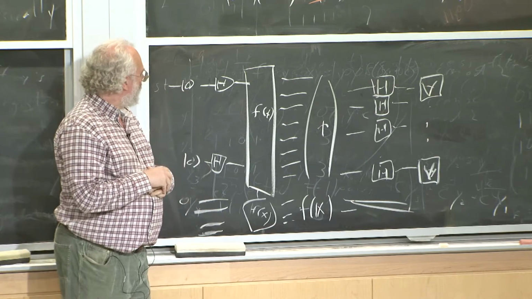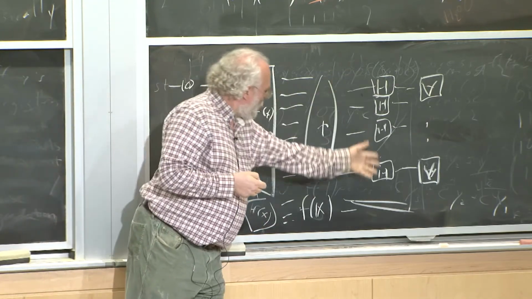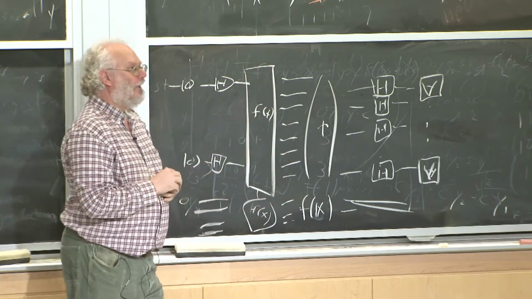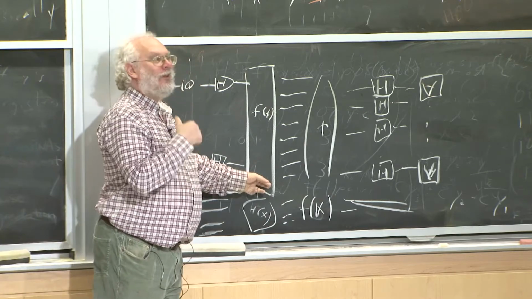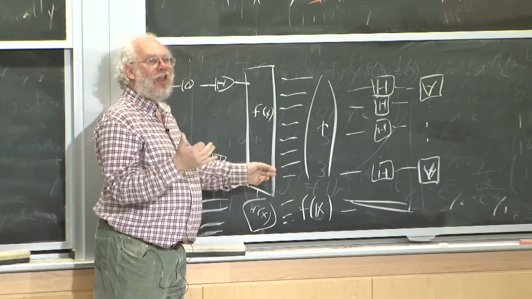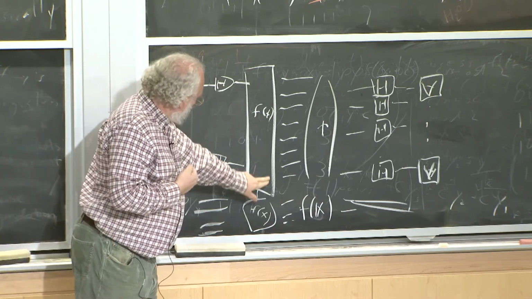I mean, the Hadamards are certainly very important in making the algorithm work. Yeah. But the entanglement, I mean, you can't do quantum computation without entanglement. And all the entanglement comes from this step.